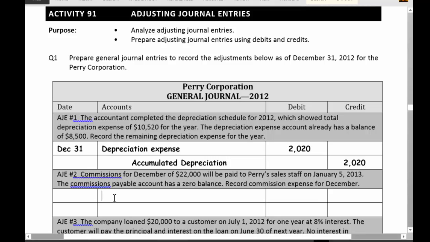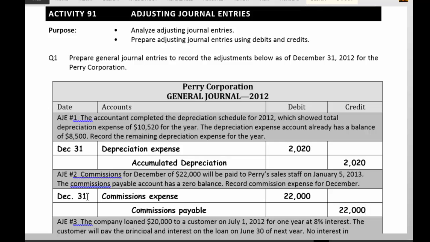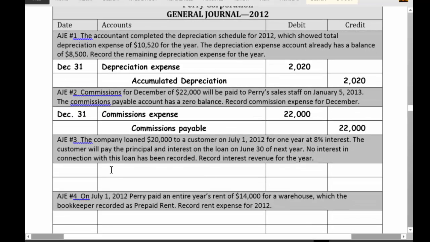Next, this is a good one. Commissions for December will be paid to Perry's sales staff on January 5th. That's the beginning of next year. Commissions payable account right now has a zero balance, but we owe them commissions of $22,000. So what is the journal entry to record this adjustment? Debit commissions expense for $22,000 and credit what account? Commissions payable, $22,000. Excellent.